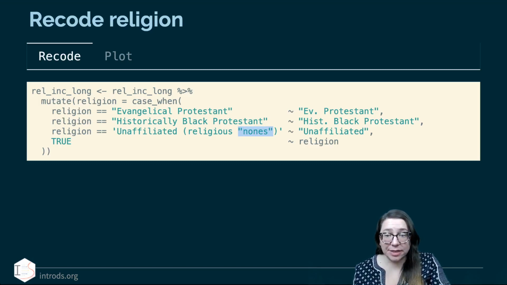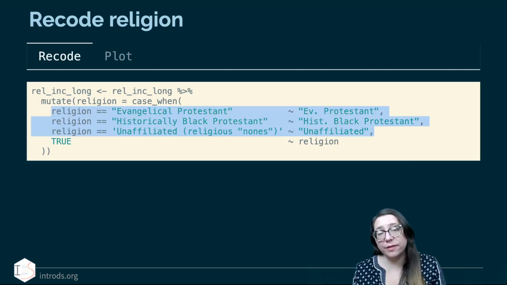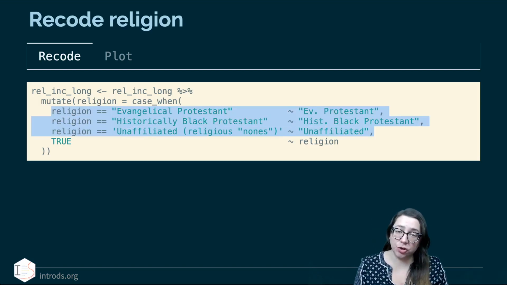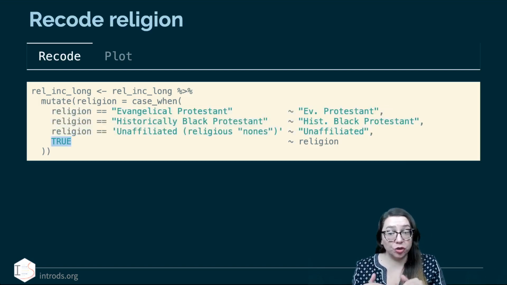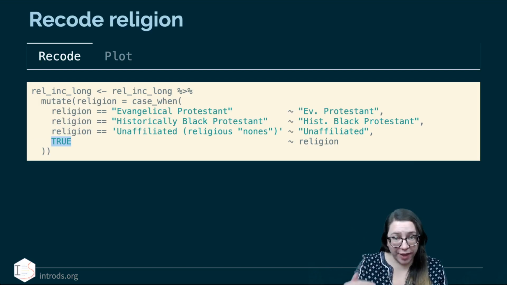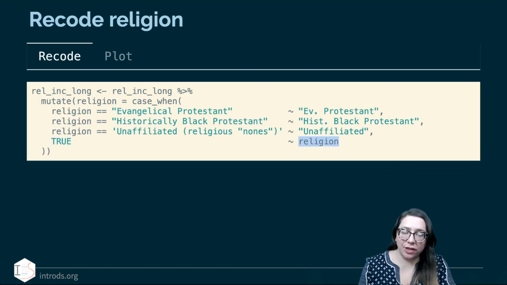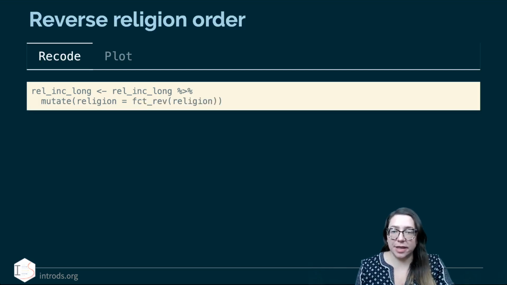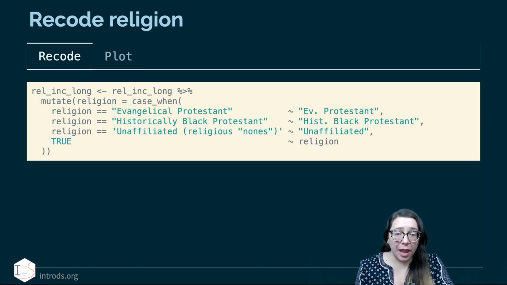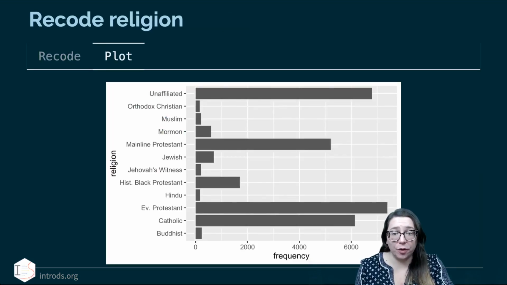So that's that. These are the three conditions where I'm saying if it's one of these long phrases, then make it something shorter. For everything else, the way I denote that is by saying true, meaning if the first three conditions fail, then call everything else true. So for all of the other religions, we are going to leave the value alone as it was, so keep the old value of religion. If I plot this again, I see the same plot as before, but some of the text is shorter. For example, that unaffiliated text was a lot longer earlier.